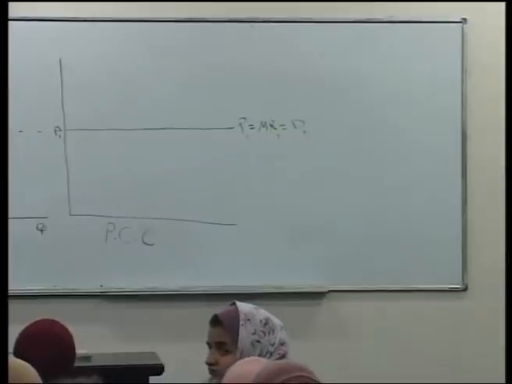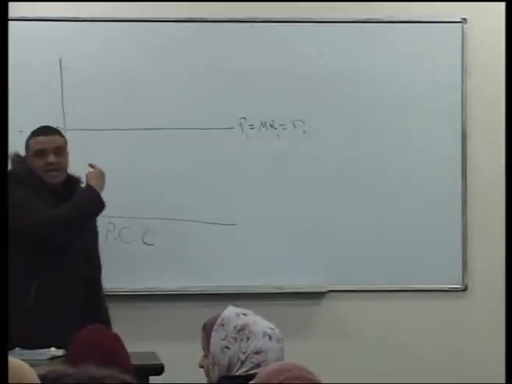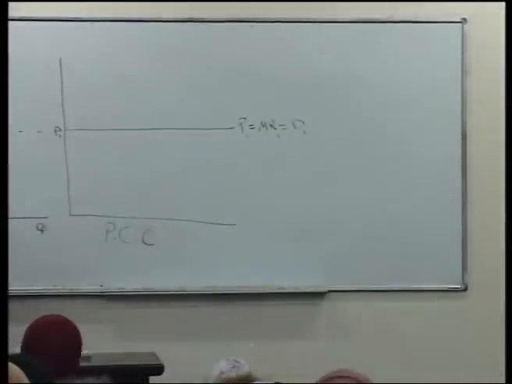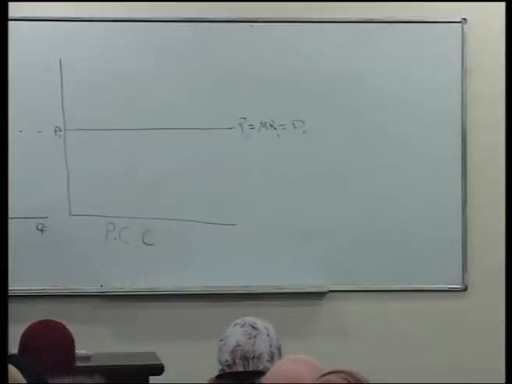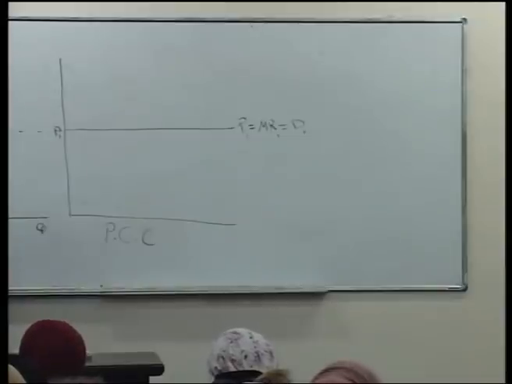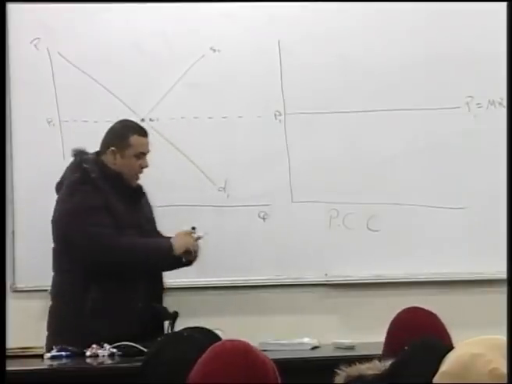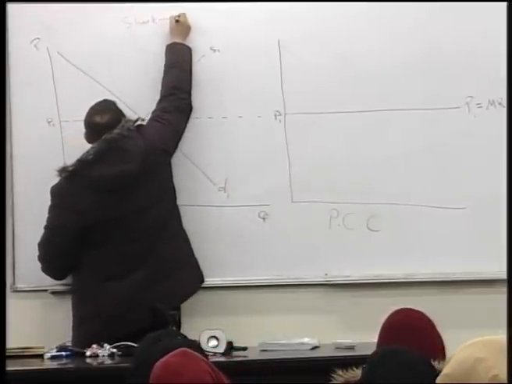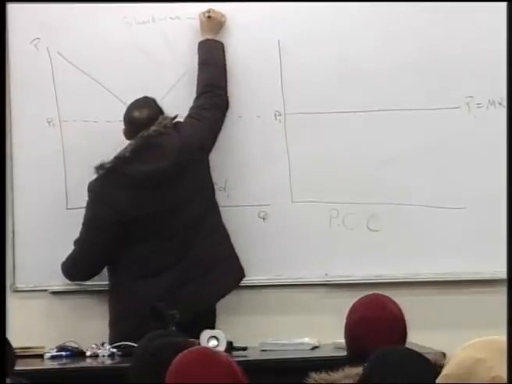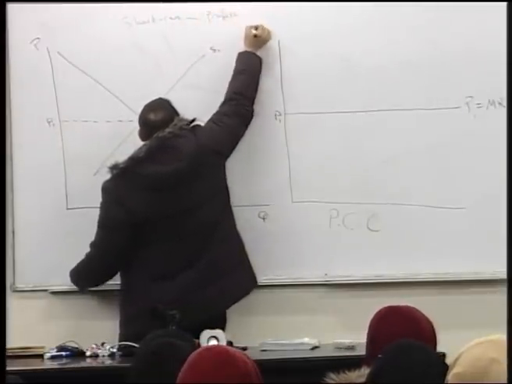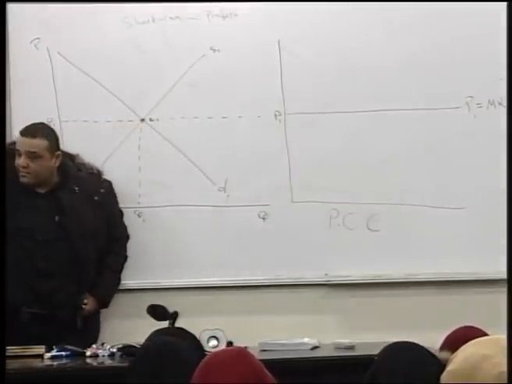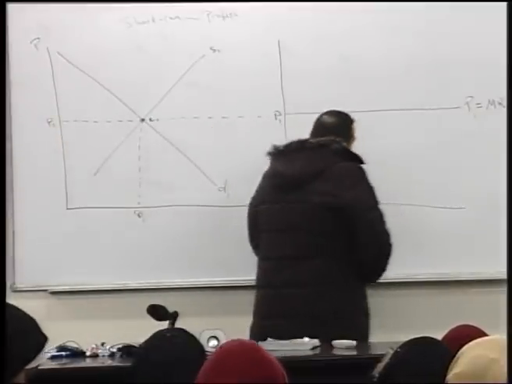We have 3 cases in the short run. This is case number 1. According to our assumption, we will assume that this business faces profits or achieves profits in the short run. This is case number 1. In the short run, the business achieves profits, which means that the price is bigger than average total cost. Price is bigger than ATC.